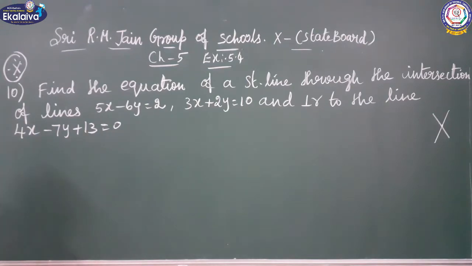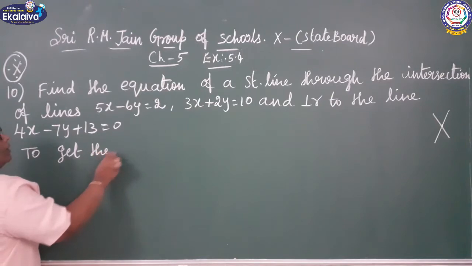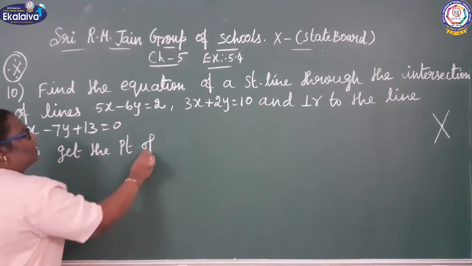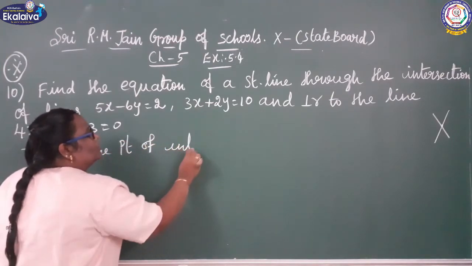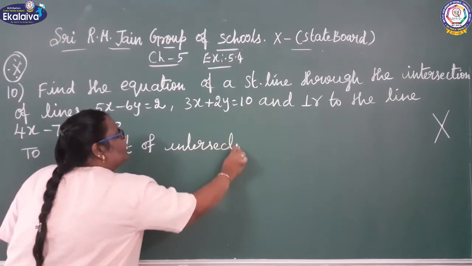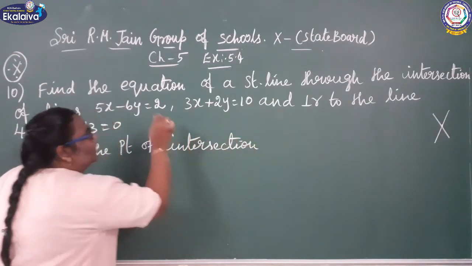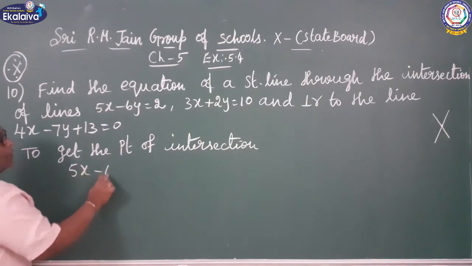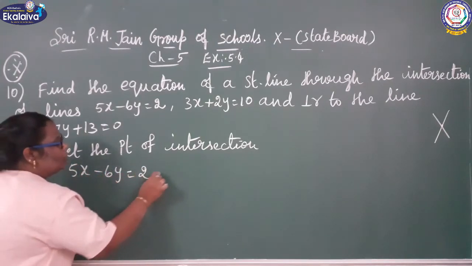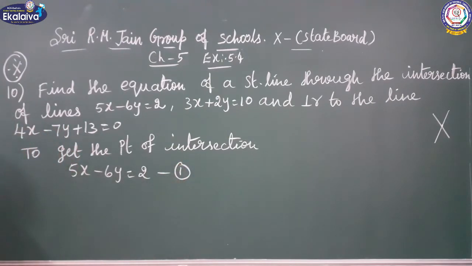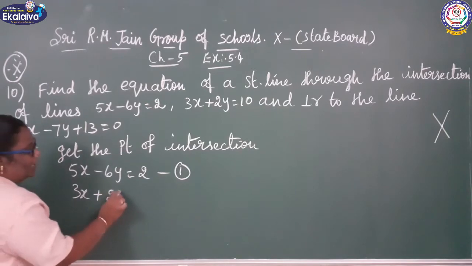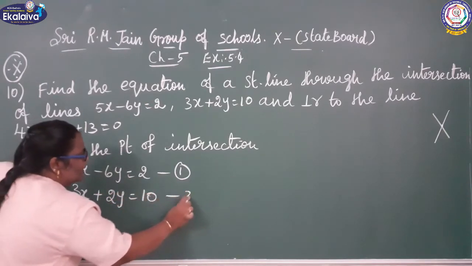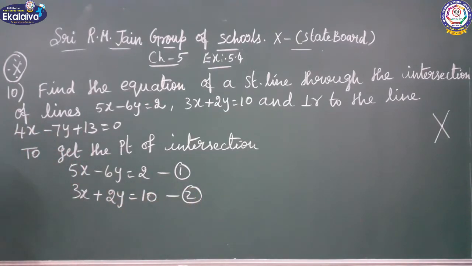See, to get the point of intersection, you can solve the two equations. What are the two equations? 5x minus 6y equal to 2, you can take it as the first equation. And 3x plus 2y equal to 10, take it as the second equation.